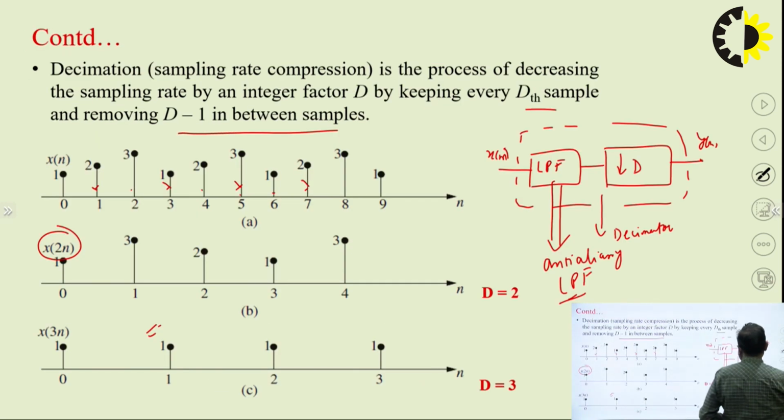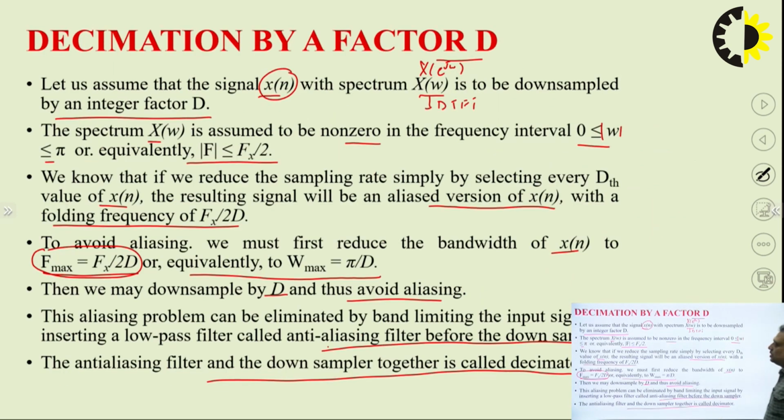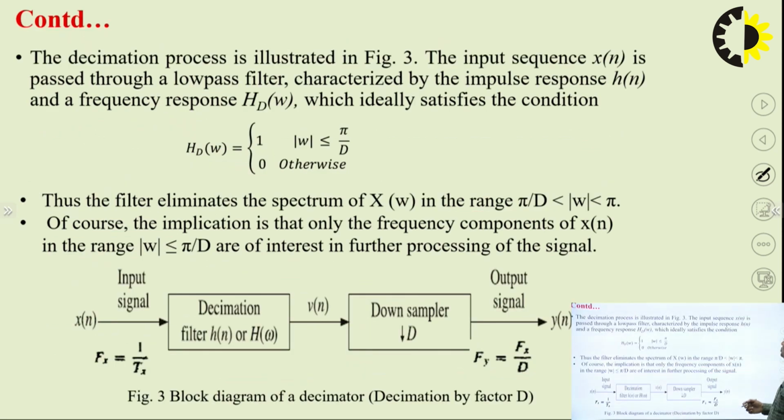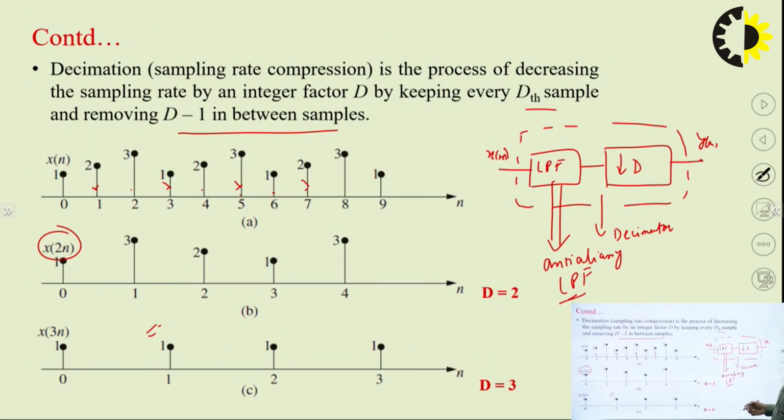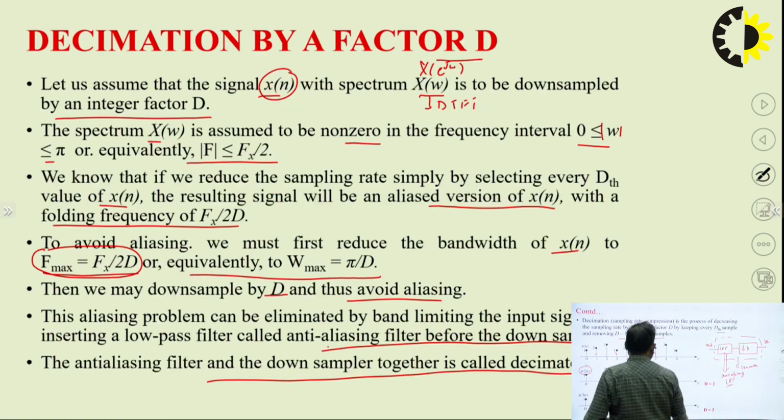So this is nothing but the anti-aliasing filter. In the process of decimation, we take a sequence x[n], then first of all we pass the sequence through an anti-aliasing filter, which is a low pass filter, and then we pass the output of this low pass filter into the downsampler. The combined low pass filter and downsampler is called the decimator, and this process is called decimation.